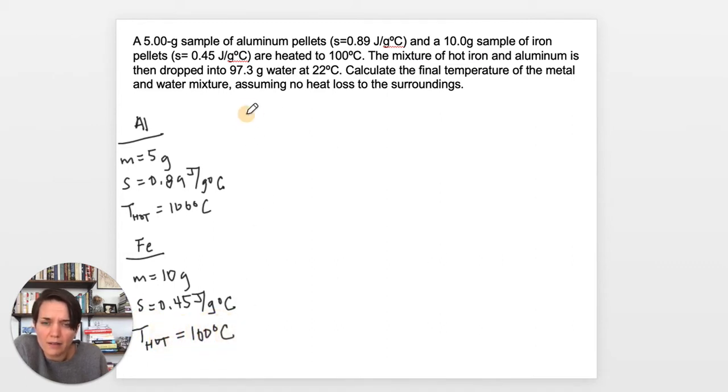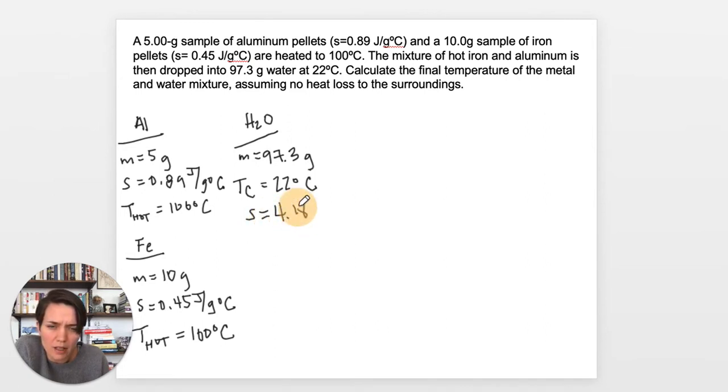All right, and the last thing we have is water. So we had a mass, for some reason, of 97.3 grams, and its T cold is 22 degrees Celsius, right? It's going to heat up from there. And remember, specific heat of water will not be given to you in any problem, because you should know it is 4.184 joules per gram degree Celsius. It can't just be simplified to 4.1.